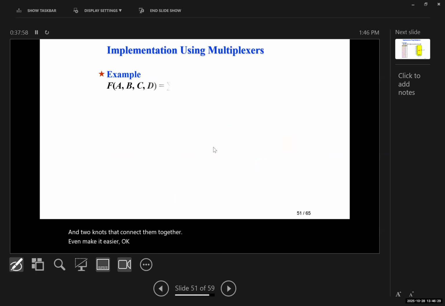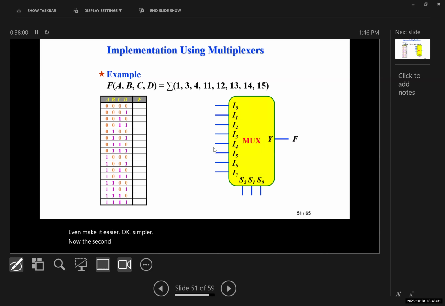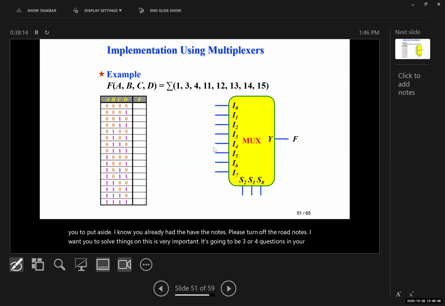Simpler. Now the second one, first student to solve this gets extra points on the next homework. I want you to put aside, I know you already have the notes. Please turn off the notes. I want you to think on this. It's very important. It's going to be 3 or 4 questions in your final exam and in the next exam. And I want you to think on this and solve it.